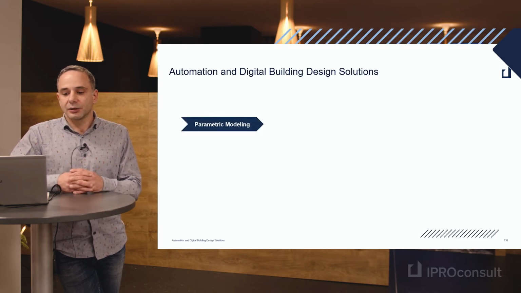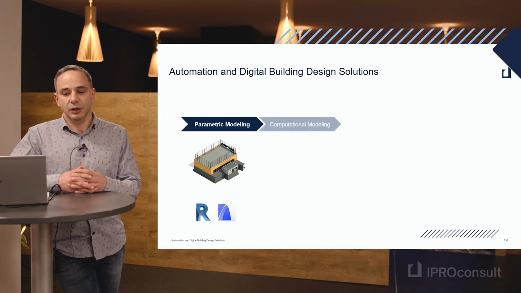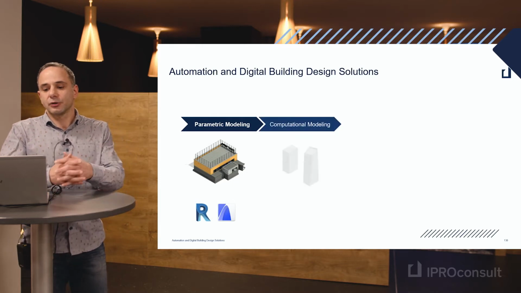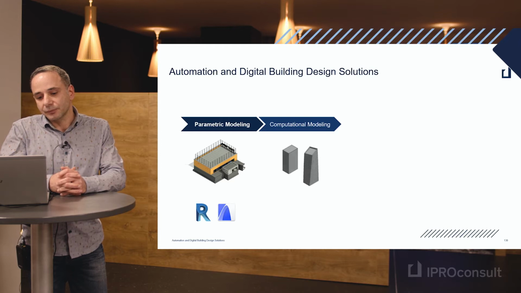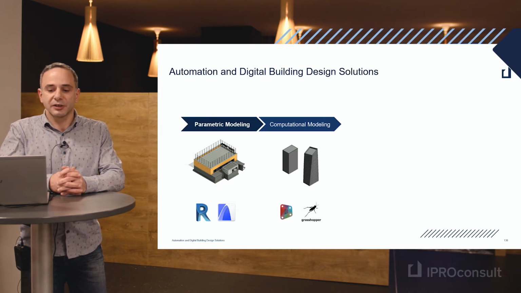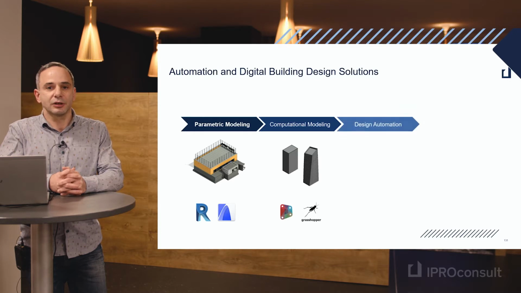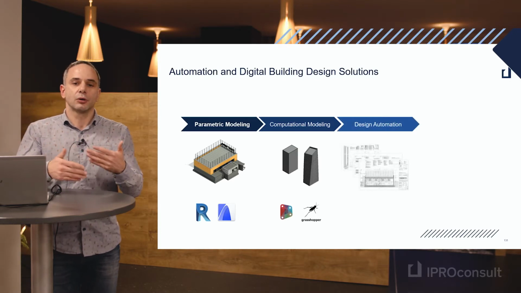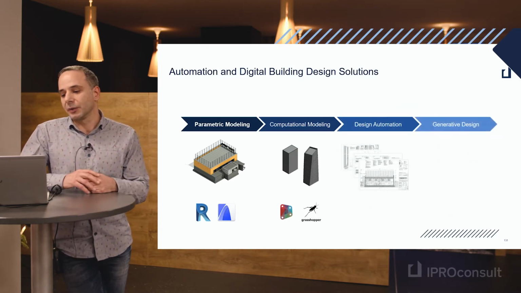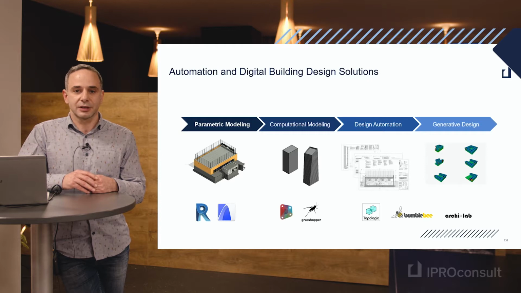You hear a lot about parametric modeling now. We use Revit and other programs for this. Today I will talk about computational modeling, how it works, what programs we used, and the difference between this and the parametric modeling system. I will also talk about automation, how we make our work automatic with the engineers and the staff, and how this helps us. And then I will talk about generative design.